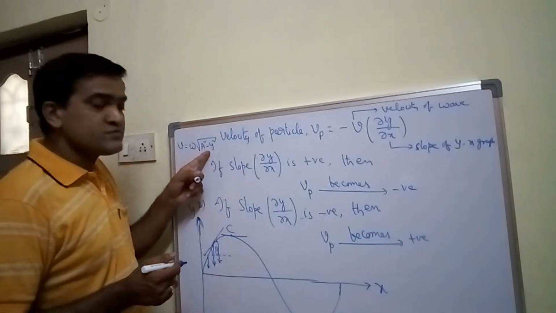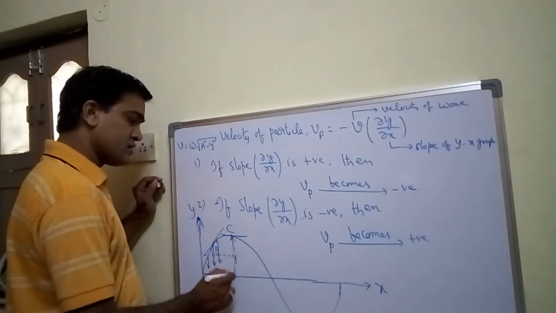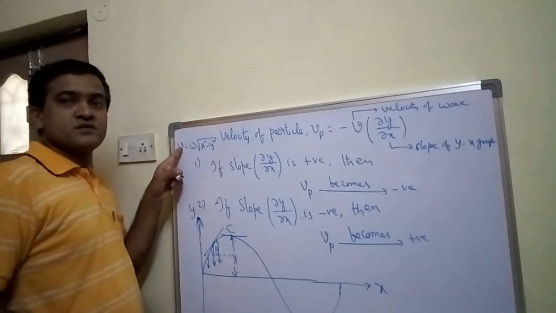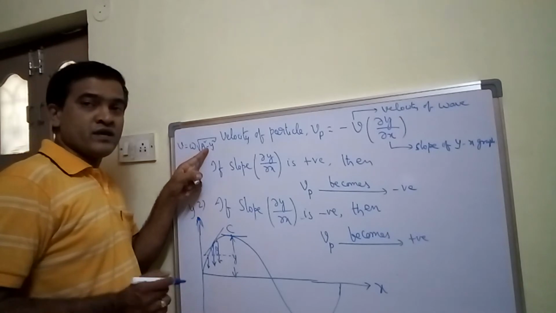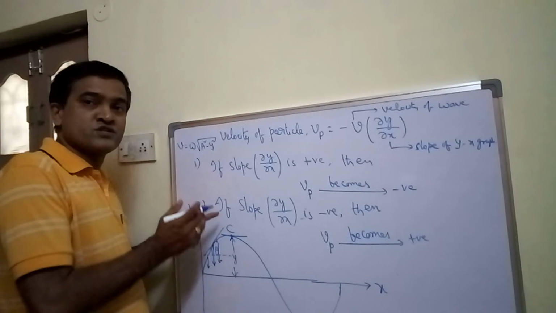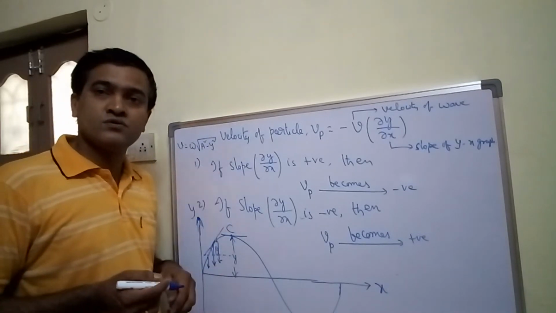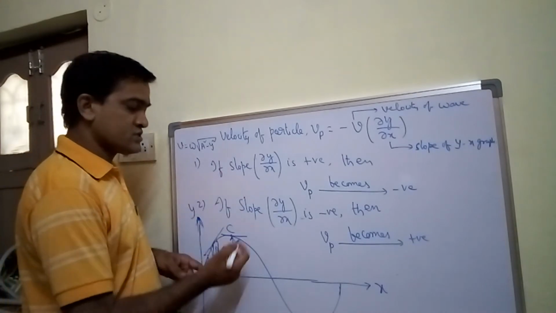When this y becomes a, that means this y itself is a, then what happens to velocity? If y is equal to a, that means the particle reaches the maximum point, that is the extreme position. At the extreme position, what happens to velocity? Velocity becomes 0, right? So velocity is 0.